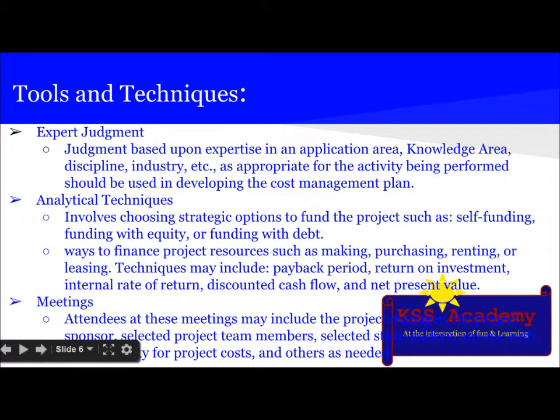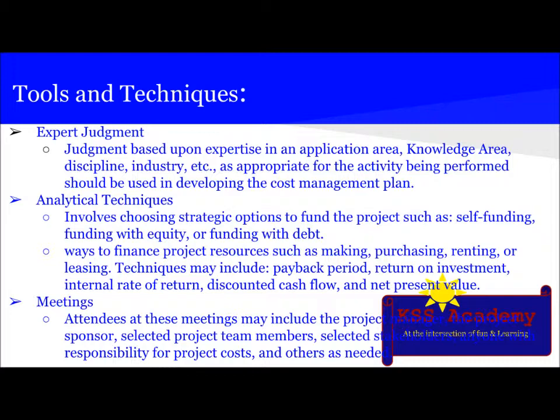The tools and techniques used are expert judgment, analytical techniques, and meetings. Judgment based upon expertise in an application area, knowledge area, discipline, industry, etc., and appropriate for the activity being performed should be used in developing the cost management plan.